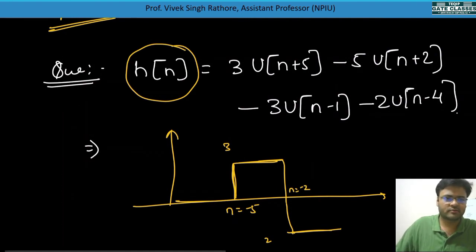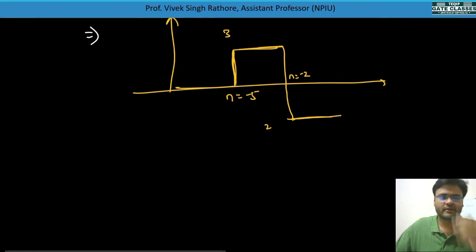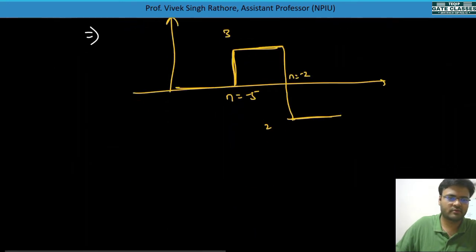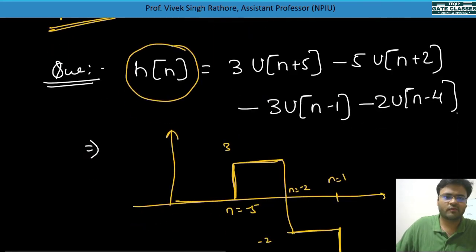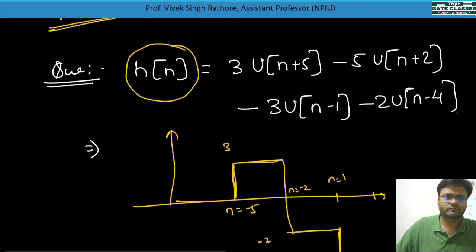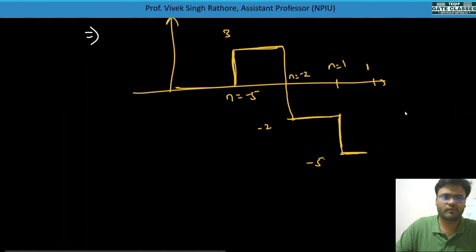Minus 3 will be there now, so minus 5 plus 3 will give minus 2. For n equal to 1 it will again decrease, by minus 3, so it comes to minus 5 here, and it will go on like this. Then for n equal to 4 it will again decrease by 2, so it goes to minus 7, and this will go on like this.